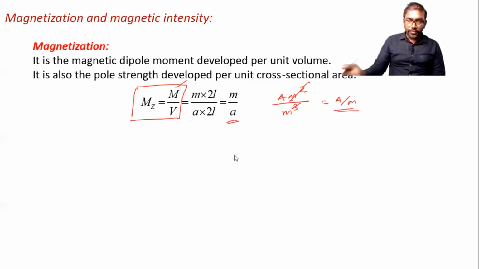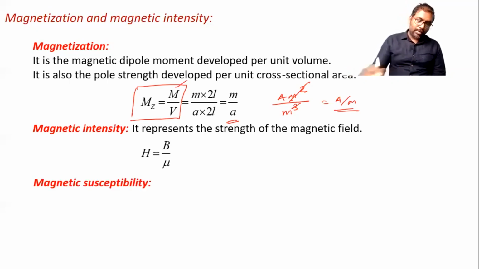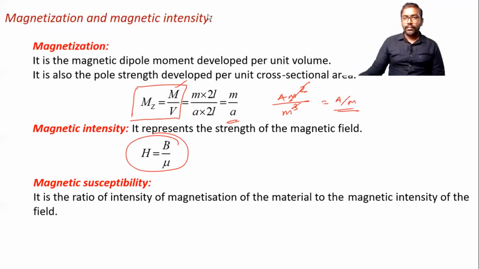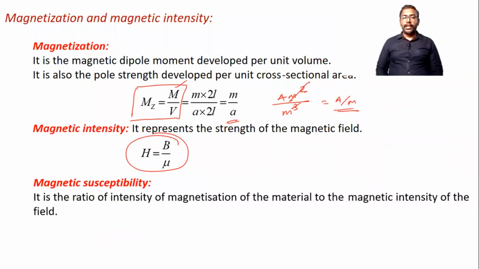Now let's see here. Next is magnetic intensity. Magnetic intensity represents the strength of the magnetic field. It is represented by H. H is equal to B by mu. Now, magnetic susceptibility is the ratio of intensity of magnetization of the material to the magnetic intensity of the field. So chi is M divided by H: M is the magnetization, and H is the magnetic intensity.